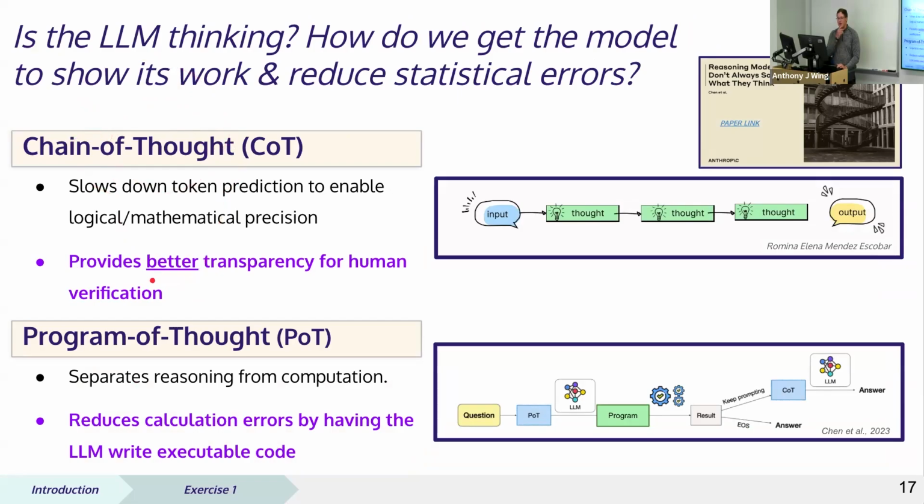One that's really, really popular for good reason is chain of thought. And then also off of that, there's program of thought. And these help to answer the question, which is: is the LLM thinking, right? We kind of don't want to anthropomorphize any of that stuff, but is the LLM thinking? And then how do we get the model to show its work and reduce statistical errors? So with chain of thought, this is a way to provide better transparency for human verification. And there have been a lot of papers, actually quite a few from Anthropic, who is the creator of Claude.